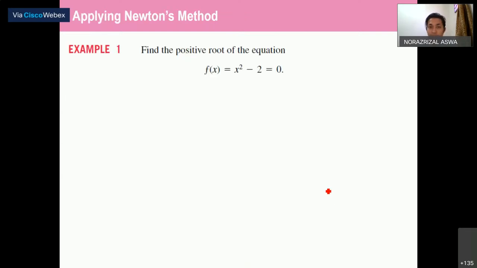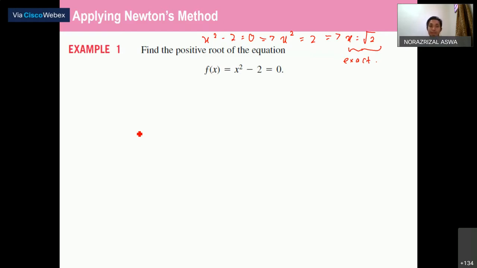Now, towards the application of Newton's method. It says here, find the positive root of the equation. If you use algebraic manipulation, this example is pretty simple, right? We have x squared minus 2 equal to 0, and this will give you x squared equal to 2, and this will give you x equal to the square root of 2. Pretty simple, right? We know the exact solution. This is something that we call exact. But we want to approximate the values, and we are going to use Newton's method.